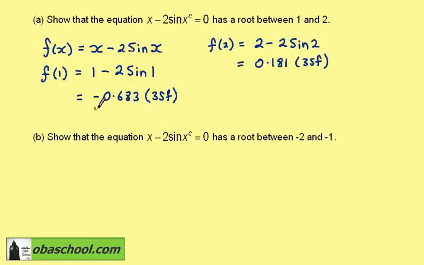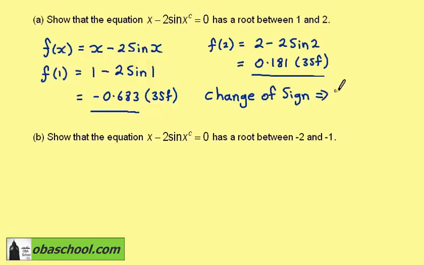The important thing here is that we have one negative value and one positive value. The change of sign from negative to positive implies that there is a root between 1 and 2. The reason for this will become more apparent in example 2.